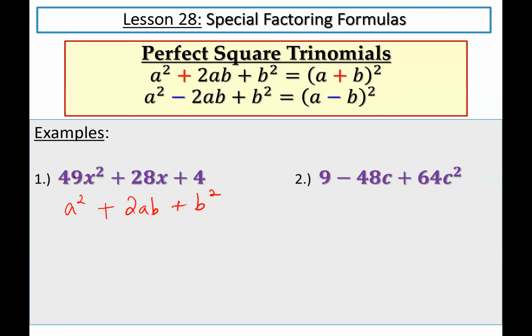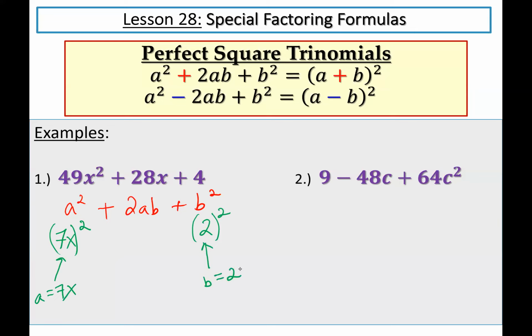Yes, actually. For our first term, 49x squared, that is a perfect square. In fact, we can write it as 7x in parentheses squared. So in a way, it's kind of like a is equal to 7x. Okay, so far we have our first term. We can write it as a squared, 7x squared. That equals 49x squared. What about the last term, b squared? Can I write 4 as something squared? Yes, I can. 4 is equal to 2 squared. So I guess that means that b is equal to 2.